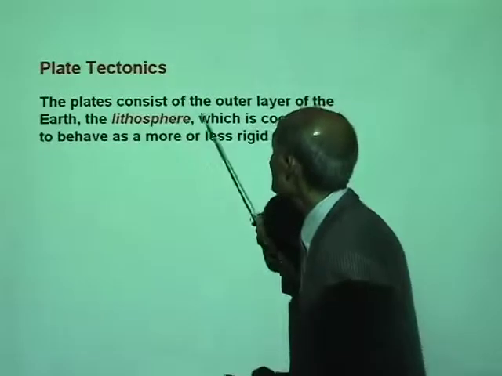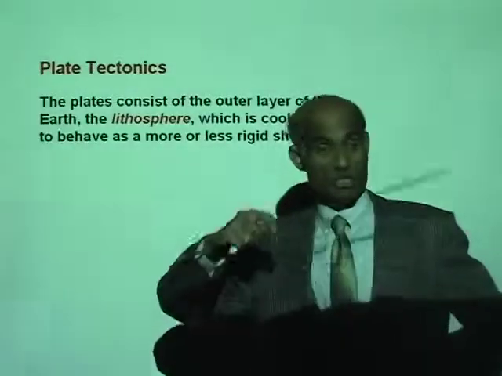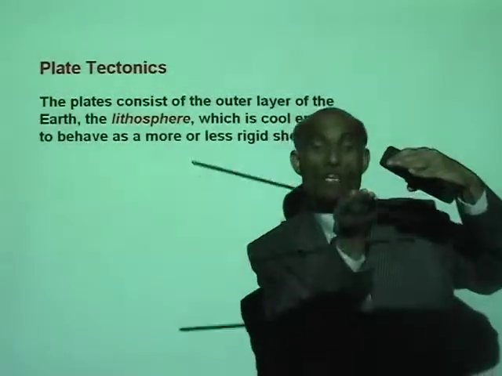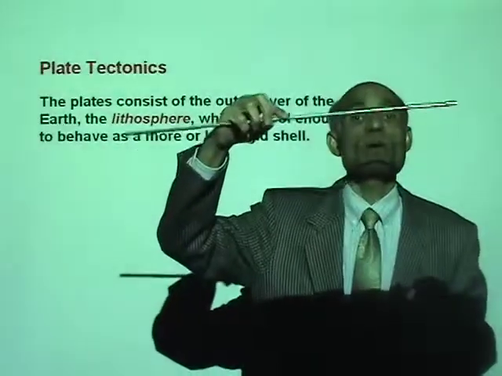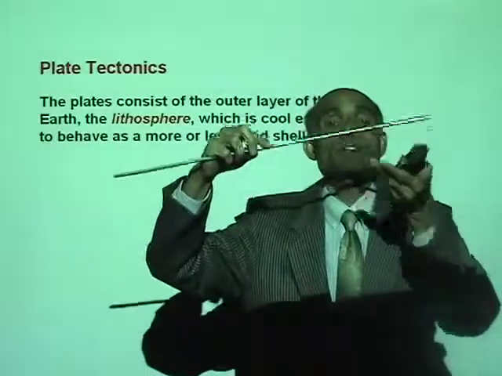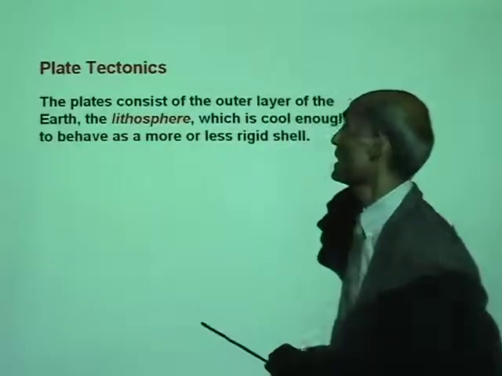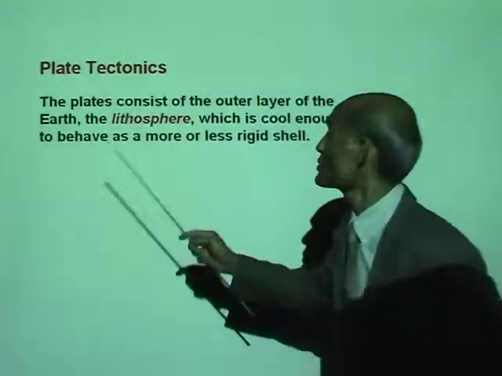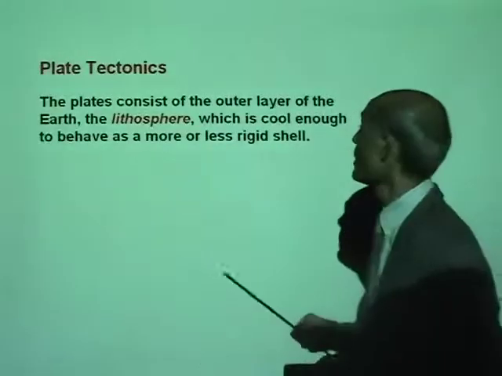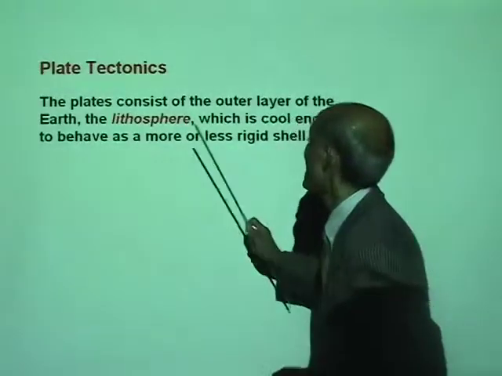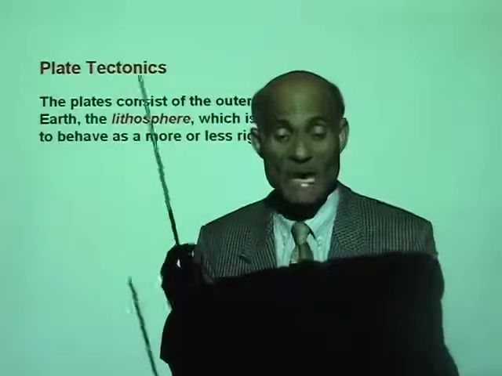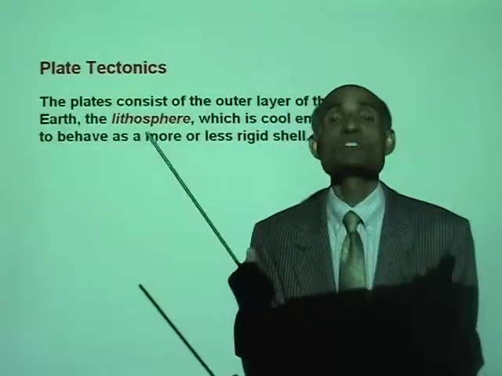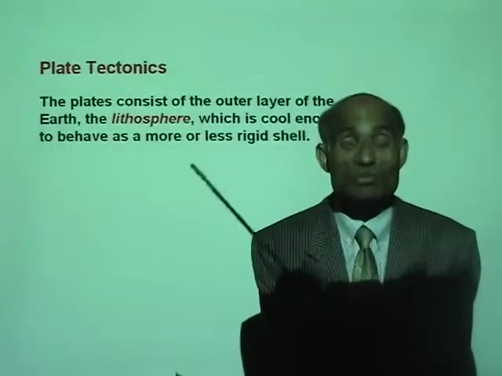Let's talk about plate tectonics. The plates consist of the outer layer of the earth, which is the crust, and part of the upper mantle, and we call that the lithosphere. Is that right? The lithosphere is made up of the crust and the upper part of the mantle. So the tectonic plates are actually the lithosphere, which is cool enough to behave as a more or less rigid shell. So the tectonic plates are cool enough to behave like a rigid shell. In other words, when you subject it to stress and strain, it can break.